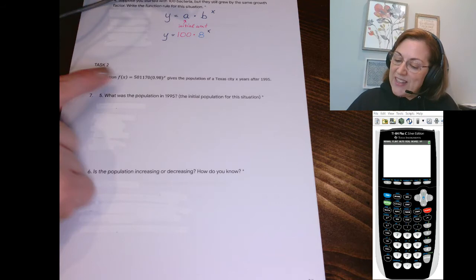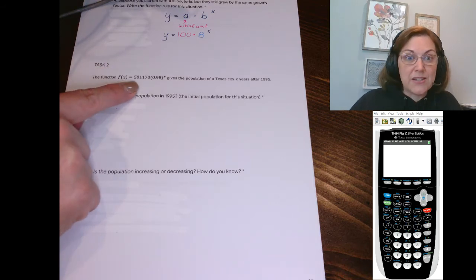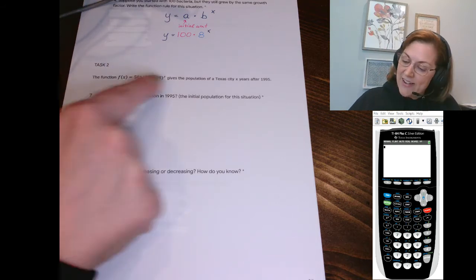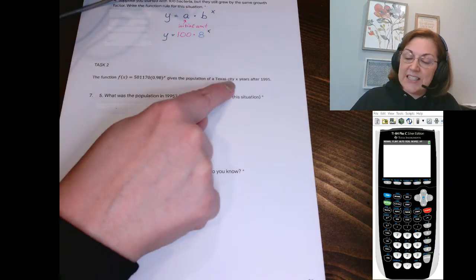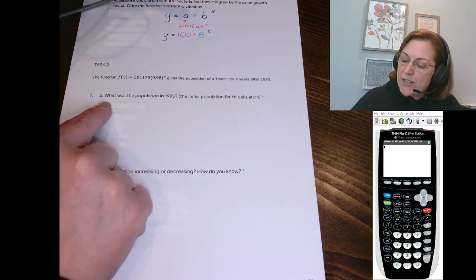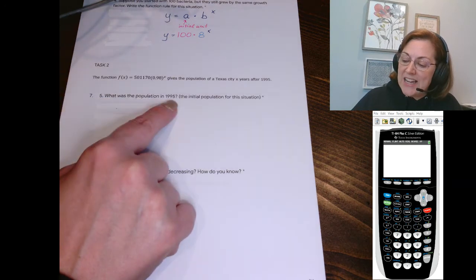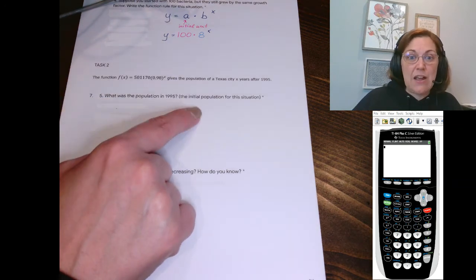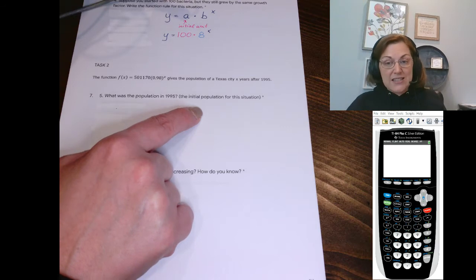We're told that this function looks pretty scary, but that's okay. We got it. It gives the population of a Texas city x years after 1995. So the question was, what was the population in 1995? And we put in parentheses, this is the initial population.